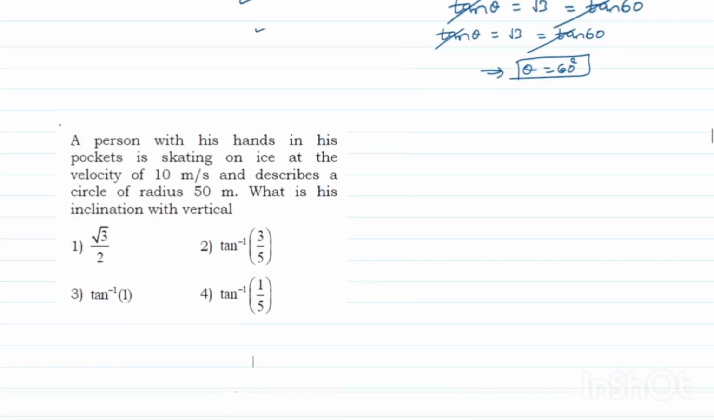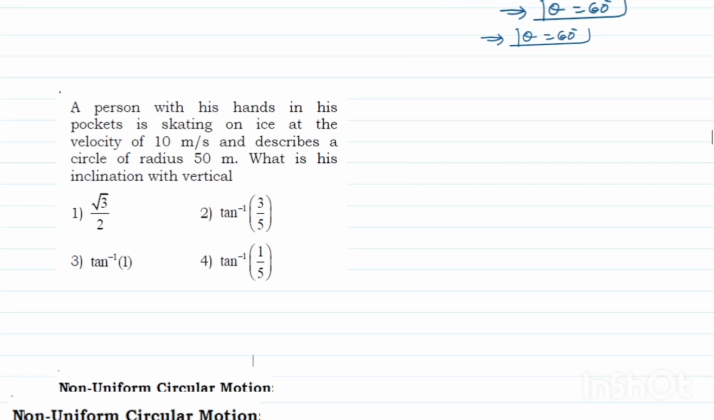And here a person with his hands in the pocket is skating on ice at a velocity of 10 meter per second, and it describes a circle of radius 50 meter. So here what is his inclination with the vertical? So here on the ice, a person is going to be skating, and is going to be making a turn like this.